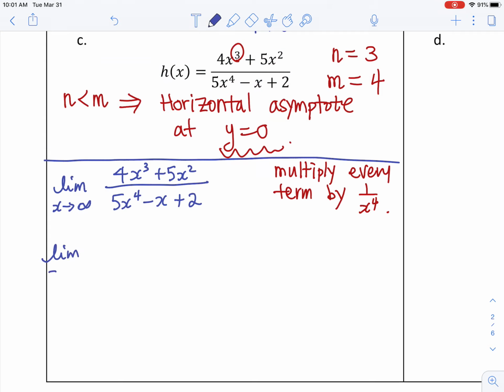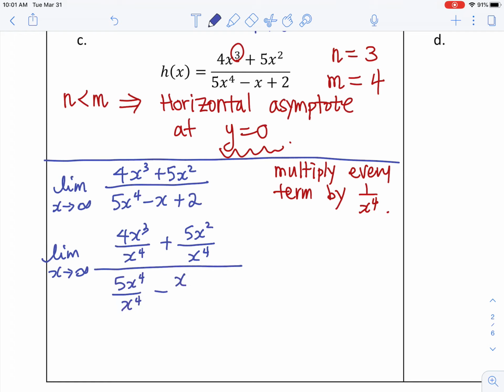So if you do that, that's going to be the limit as x approaches positive infinity of 4x to the 3rd over x to the 4th plus 5x squared divided by x to the 4th, over 5x to the 4th over x to the 4th minus x over x to the 4th plus 2 over x to the 4th. It looks super fancy what I just did, but all I did was put 1 over x to the 4th on all these terms.